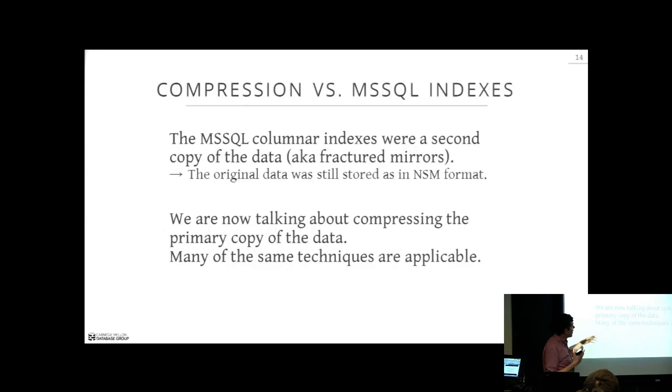So a lot of the same ideas that we're talking about are the same, but now we're talking about compressing the primary storage location of the data rather than a secondary copy. And therefore, we need to be mindful about what we do when we actually update things, whereas in the SQL Server case, it was completely read-only. But many of the same things we'll talk about are still applicable here.